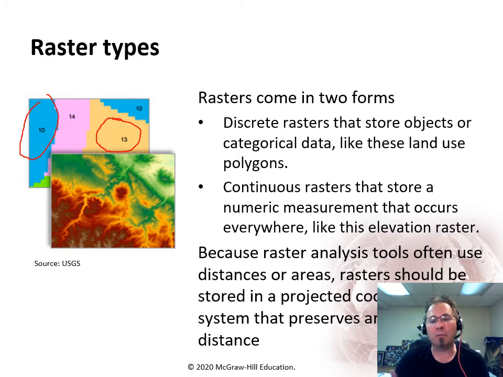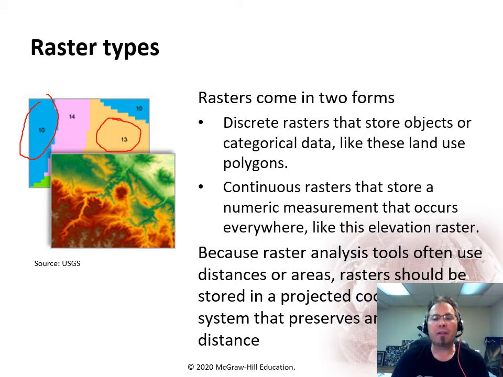You have value 10, which we'll say is water. You have value 14, which we'll say is urban, and then value 13, which would be, let's say, agriculture. There's some green down here, but it's all covered up. So let's just say there's three values there, and that's it. So you could open the attribute table for this particular raster, and you would see how many values there are, how many cells of each value there are.